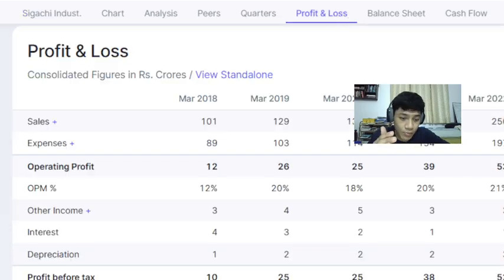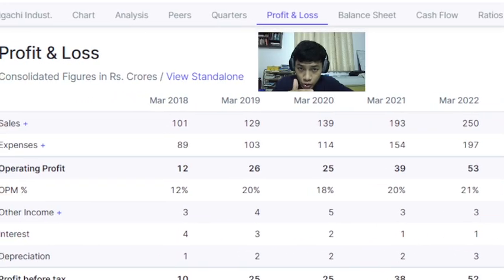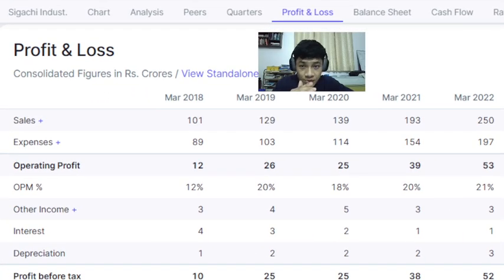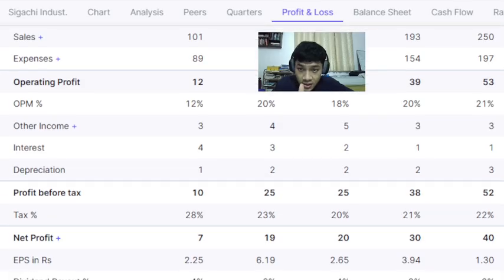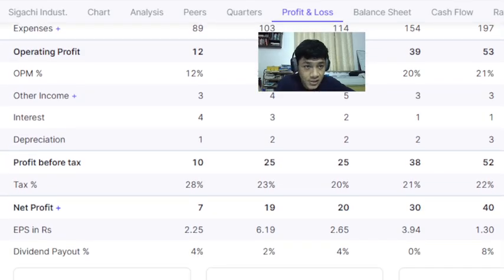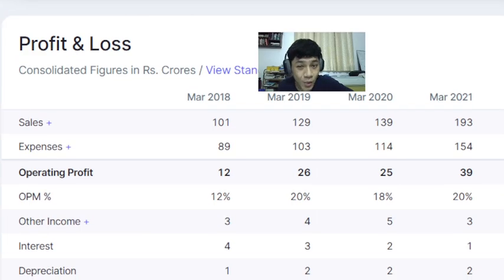So let's take a look at its profit and loss. Here we have data from 2018 all the way to 2025. This is all from screener.com. All these figures are in crores of rupees. So here we have sales, we have operating profit, we have profit before tax. In tax percentage, you can see the effective tax rate, what it's paying. And finally, we have the net profit, a very important figure. So in 2018, we had sales of 101 crores, operating profit 12, and OPM, operating profit margin, 12%. Operating profit and EBITDA is the same.